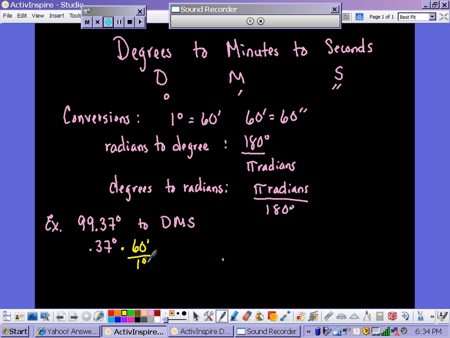We can write that either way we need to write it to get what we need. We can put 1 degree over 60 minutes. It just depends on what you need for your conversion factor, and that's why they call them conversion factors, because we can convert them however we choose to convert them. So then when we look at this, the degrees cancel out, and then we have 37 times 60 minutes. And we got to calculate that.